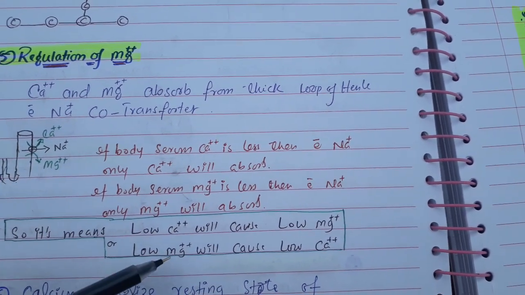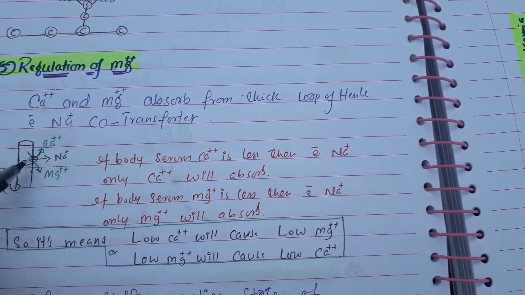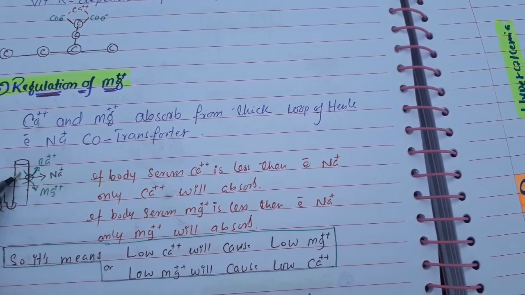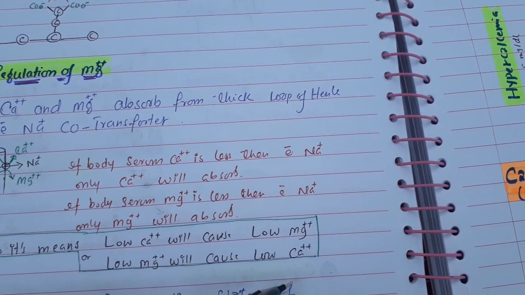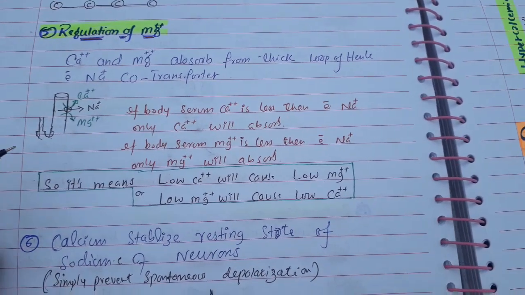Now if our body has low magnesium, then with this co-transporter, this sodium, only the magnesium will be reabsorbed, and as the magnesium is absorbed, the calcium will not be absorbed, so our body will become hypocalcemic, because the calcium will become low. So this is how calcium regulates the magnesium.